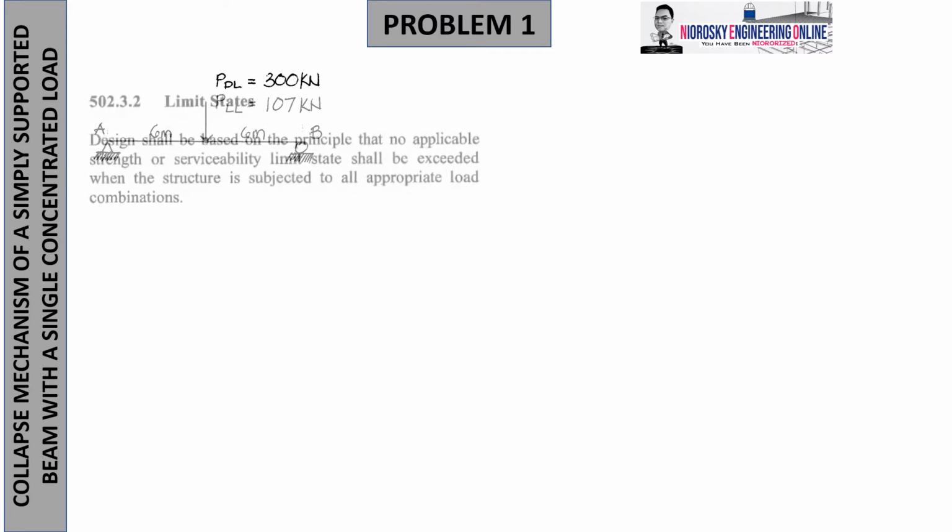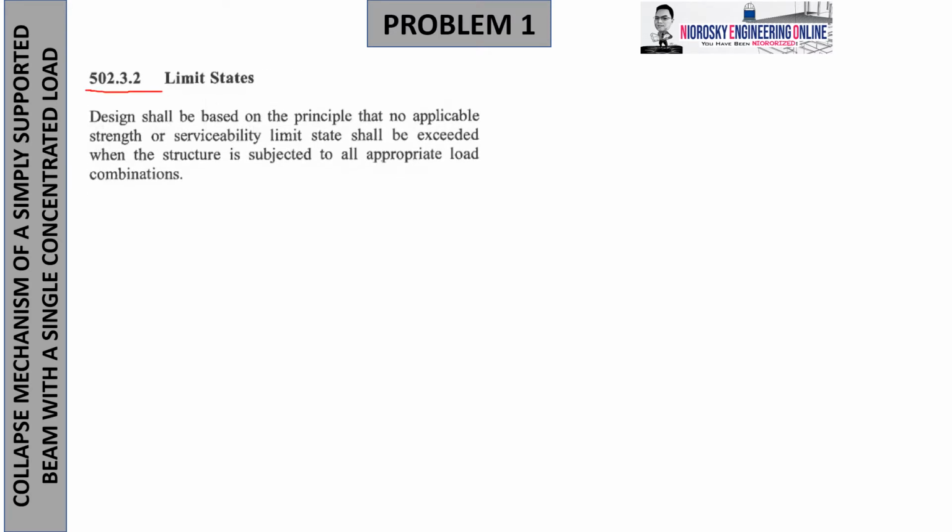Okay, first code to understand is 502.3.2 under limit states. Okay, so this line shall be based on the principle that no applicable strength or serviceability limit state shall be exceeded. So meaning, under serviceability, we are going to understand the condition of having unfactored state or at service state. According to the language of design, when we talk about service state, it talks about nominal condition. Okay, nominal or sometimes referred to as unfactored, okay? So it is clearly stated here.